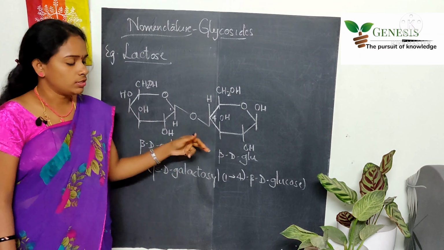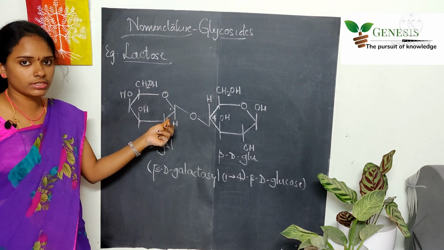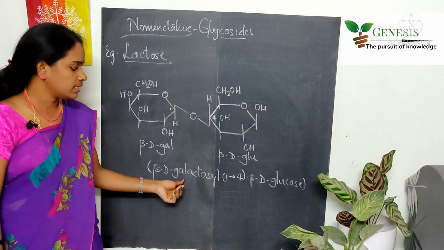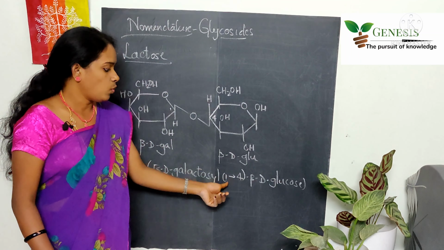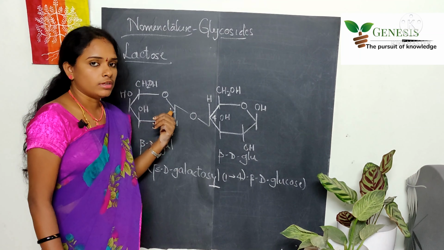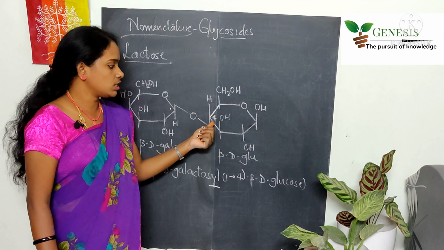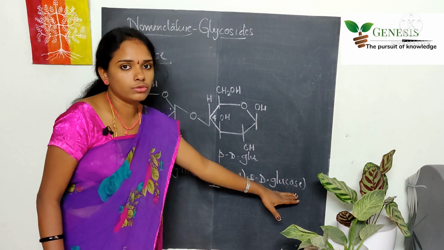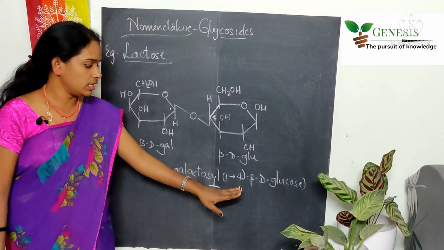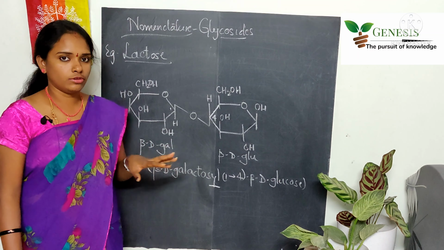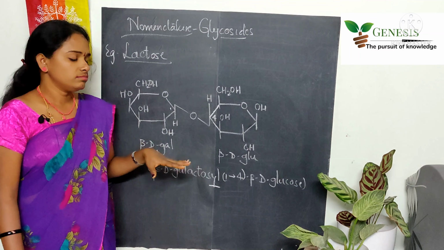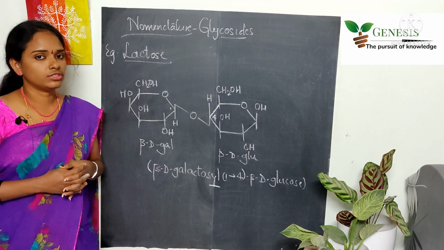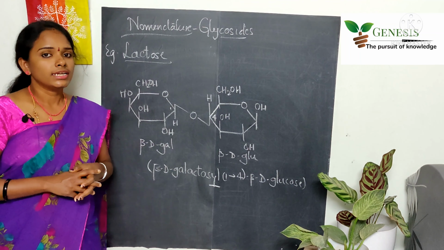While writing down the name of the glycosidic bond, we write the first compound, that is beta-D-galactosyl 1,4, that is from the first carbon of beta-D-galactose to the fourth carbon of beta-D-glucose. So it is beta-D-galactosyl-1,4-beta-D-glucose. This way, by taking the linkage and the state of the anomeric carbons, we name the particular glycosidic bond. Now let's learn about a few physiologically important glycosides.